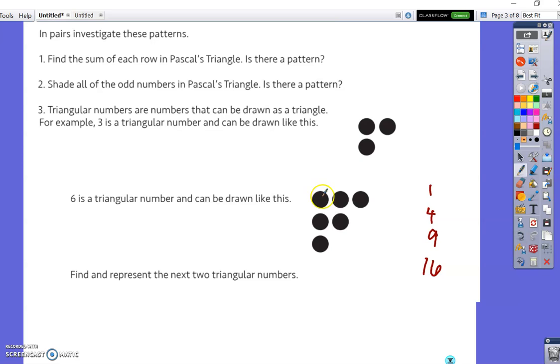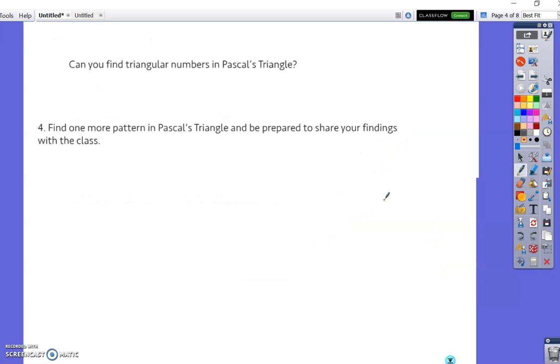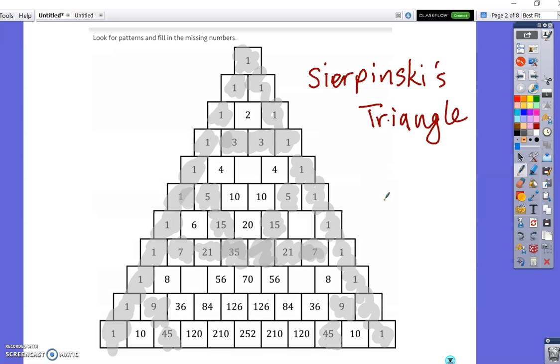And if you'll notice, the rows of the triangle are just one more. So I need to add 4 more dots to get my next triangular number. And that's how you find them. So go ahead and figure that one out. And see if you can see those numbers in Pascal's triangle, what's happening with them in this triangle.